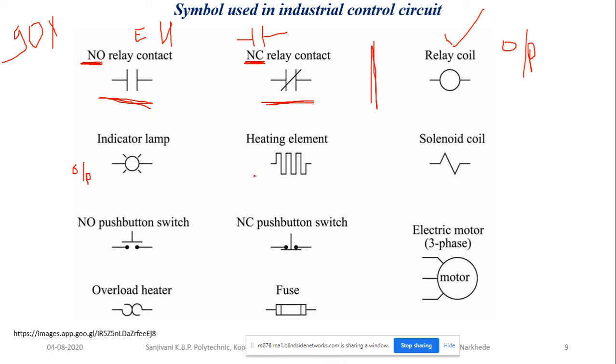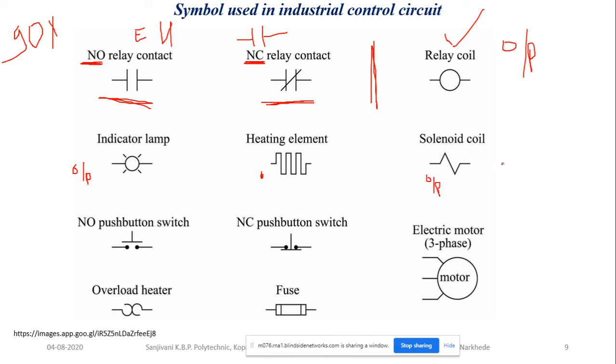Then the heating element. This heating element is also an output device. Its symbol is just like a pulse or square waveform. Then the next output device symbol commonly used in the industry is the solenoid coil.